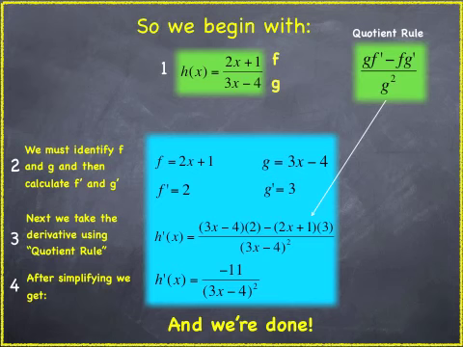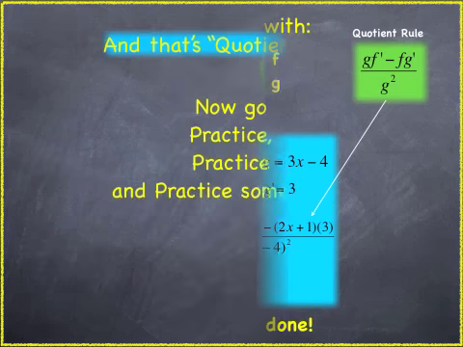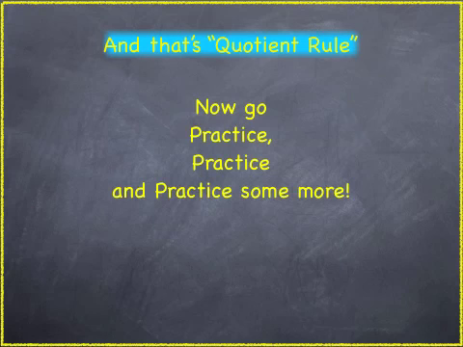Step 3, you can see it's already spelled out for you that I've replaced g times f prime minus f times g prime over g squared. Plug that all into the rule. Step 4, you have to do a little algebra manipulation to simplify, and we're done. And that's quotient rule. Now go practice, practice, and practice some more.